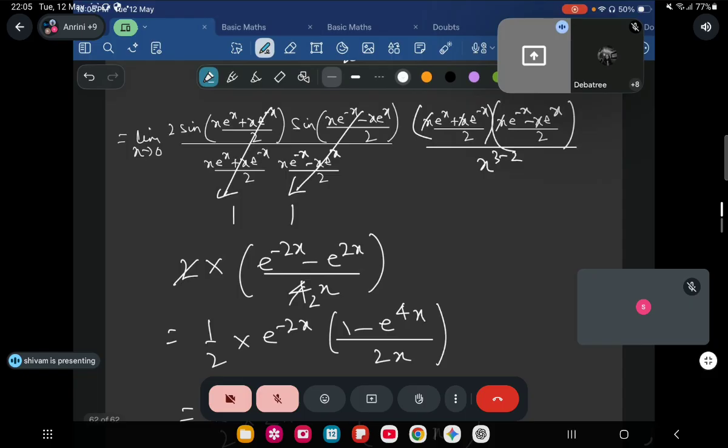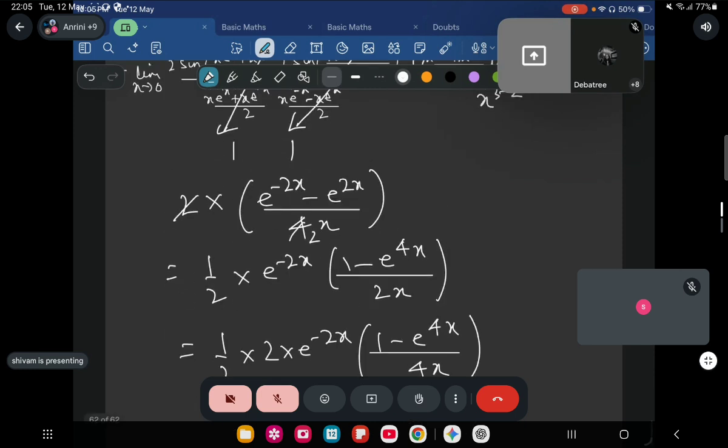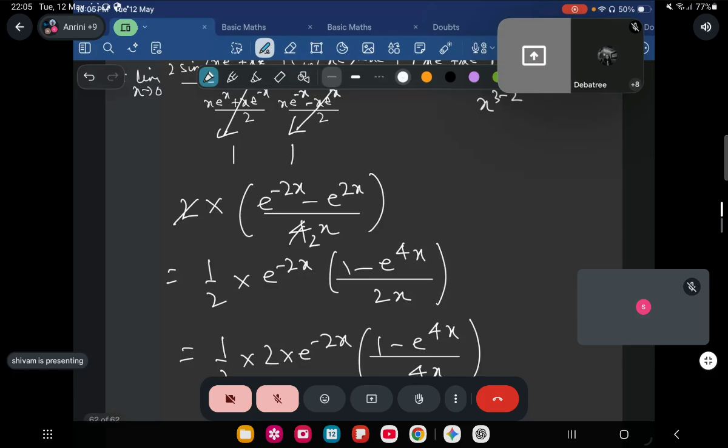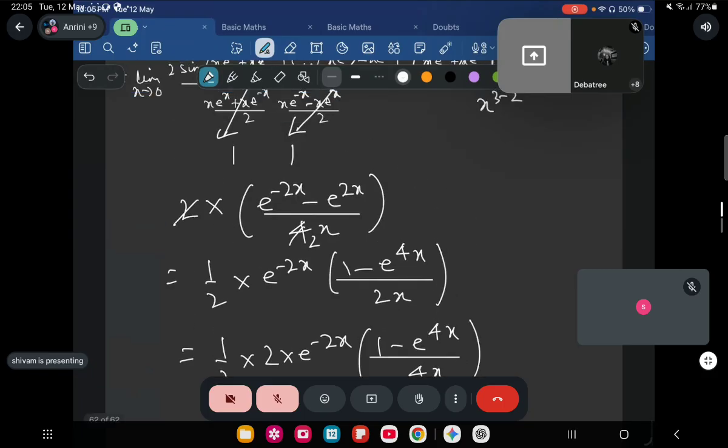Wait, the answer is not matching. 1 minus e to the power 4x upon 4x. Where is this 1 by 2 coming from?